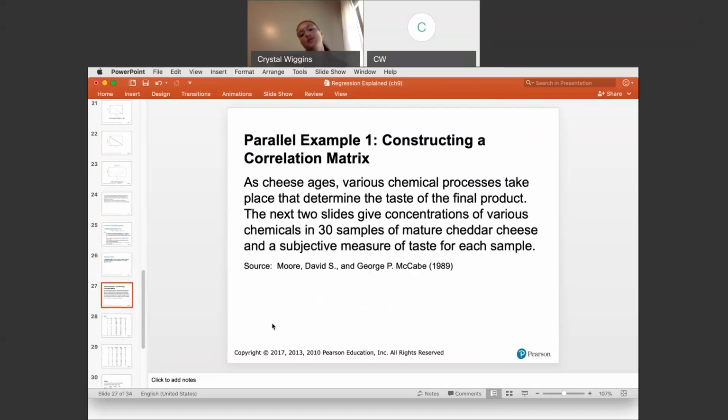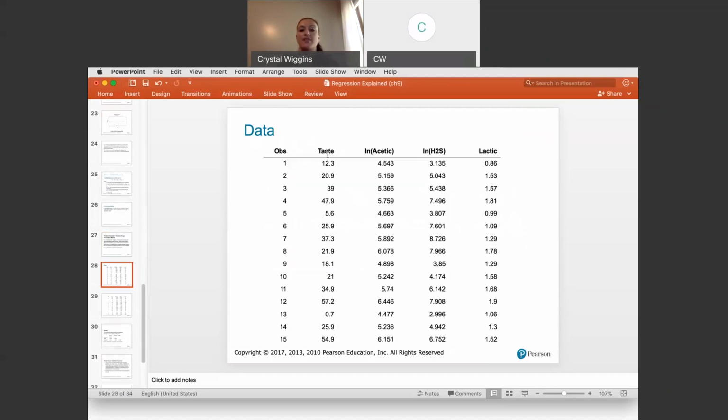The data set we are going to use, and we will shortly switch over to R to show you how to do this, is a cheese data set. As cheese ages, various chemical processes take place that determine the taste of the final product. The next two slides cover the variation between chemicals in 30 samples of mature cheddar cheese and a subjective measure of taste for each sample. You can see that we have a taste value.